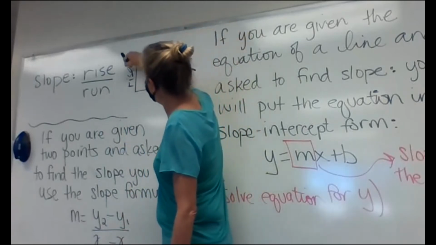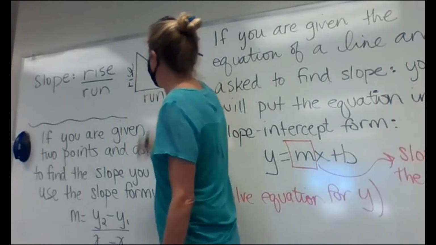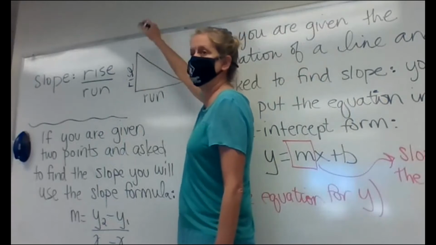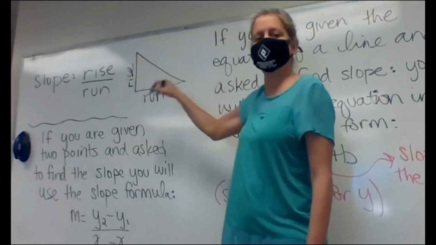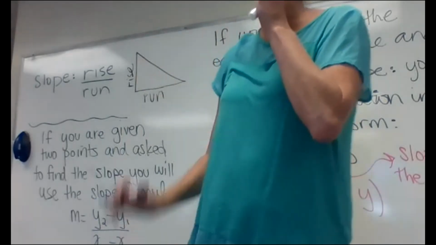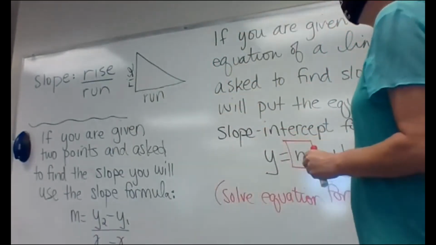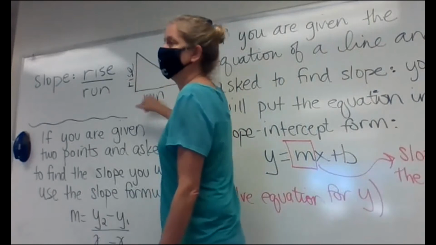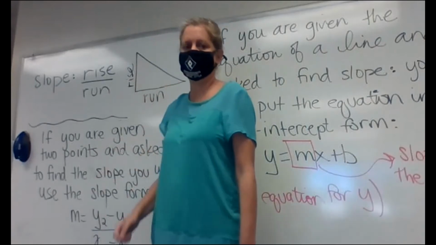This will be the rise information. This will be the run information. The rise is the distance that it's going up and down. The run is the distance that it's going across. So sometimes we'll be given that information, and we'll simply put the rise number over the run number.